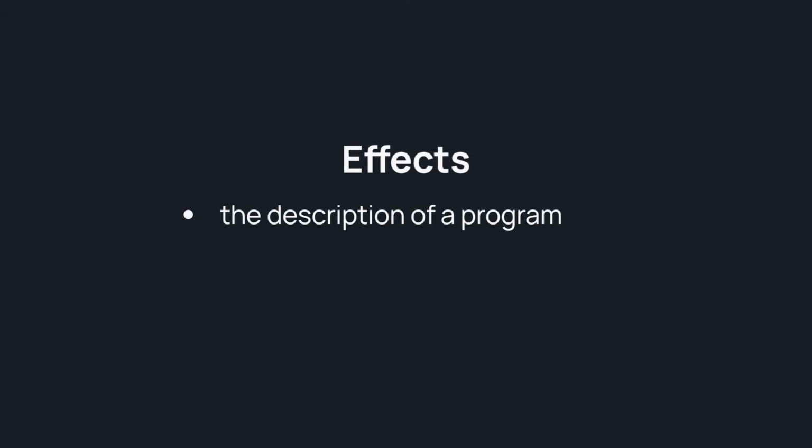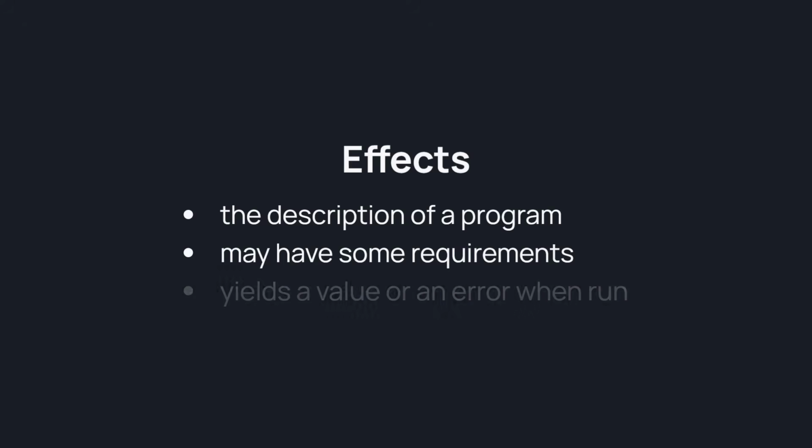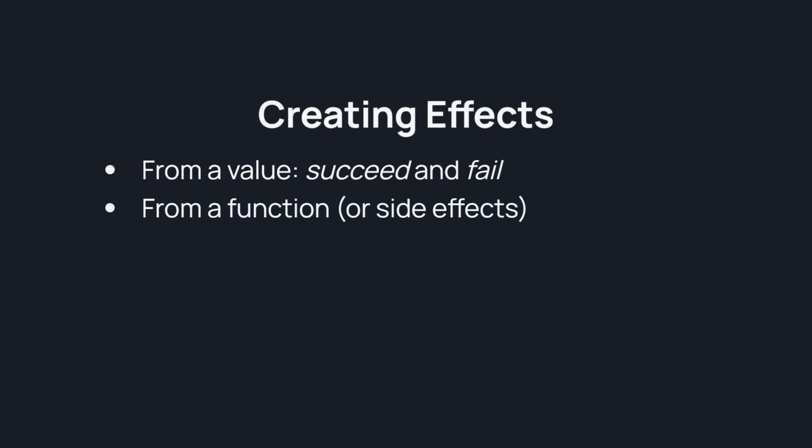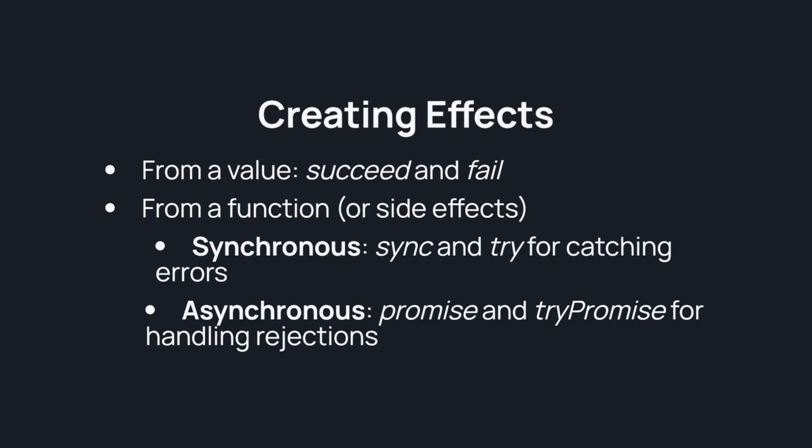Let's recap. Effects are immutable values that describe some operation to be executed when the effect is run. Any side effects present in the effect are only triggered when the effect is run. An effect may require some dependencies before it can be run, and when run will produce either a value or an error. To create effects from values, we can use the succeed and fail constructors. To create effects from a function, or any operation that triggers side effects, we use sync or promise for asynchronous effects. If these operations have any chance of failing, we must use try or try promise to absorb these errors into the resulting effect.